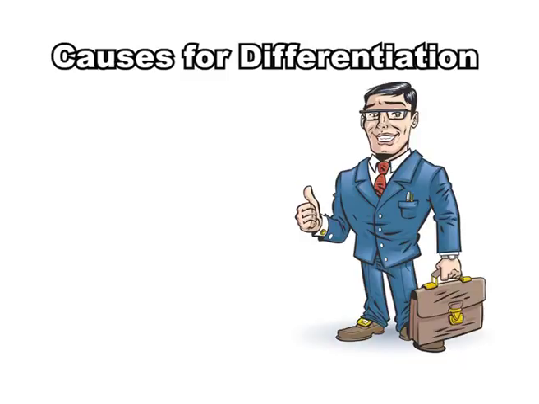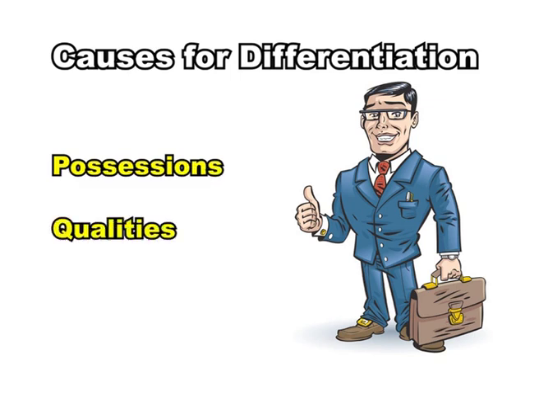Now, we will see the basis for differentiation. On what basis are these differentiations made? There are many causal factors that form the basis of this differentiation at different periods and in different forms of societies. But there are three important factors that underlie as the causes for differentiation. They are possessions, qualities and performances. The first one is possessions.